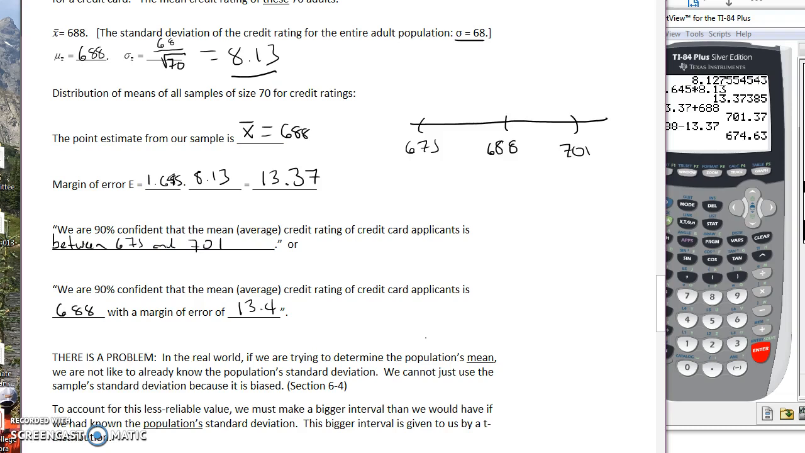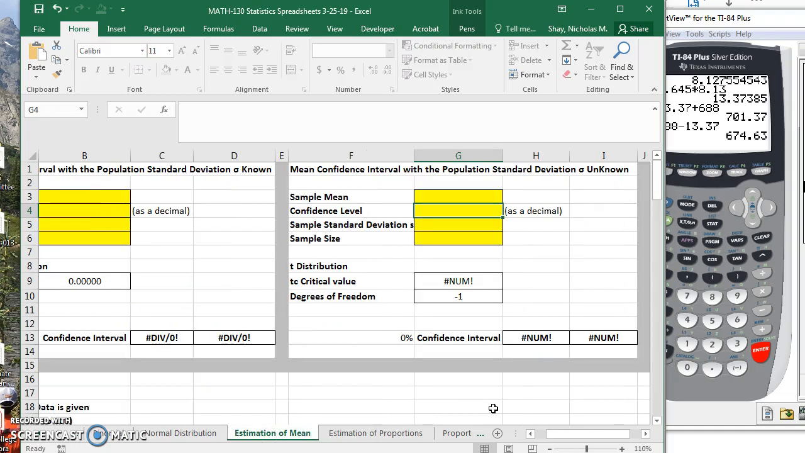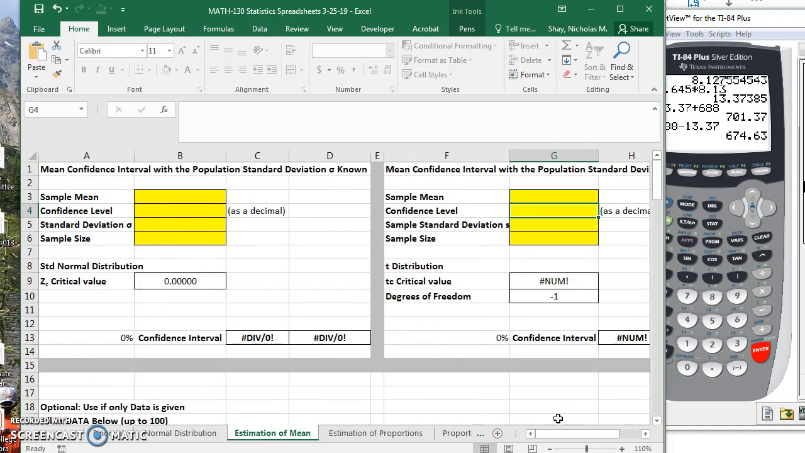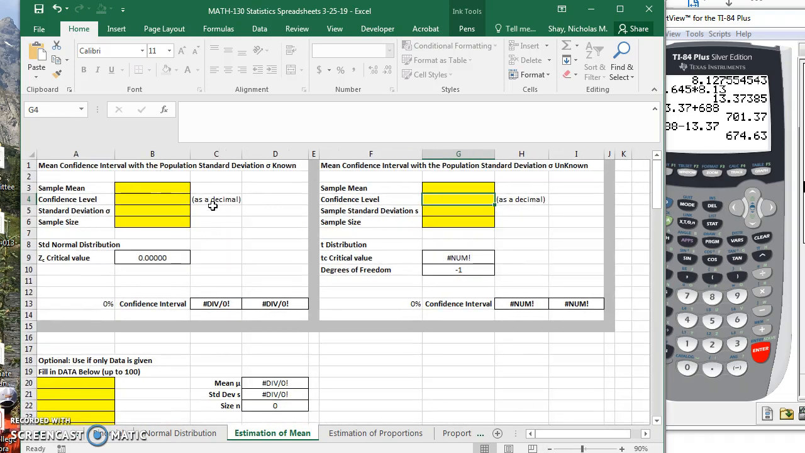Now I want to show you that you can do this process in Excel. If we look at our Excel spreadsheet, we're going to go to the Estimations of Means tab. And you can see it's broken up into two sections. Let me zoom out a little bit. This left side over here is mean confidence interval for the population standard deviation sigma known. And then this side over here is the mean confidence interval with the population standard deviation sigma unknown.